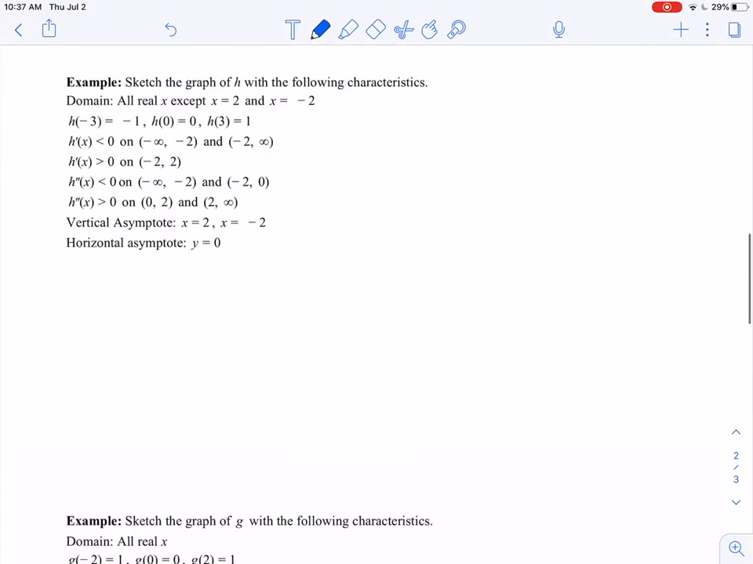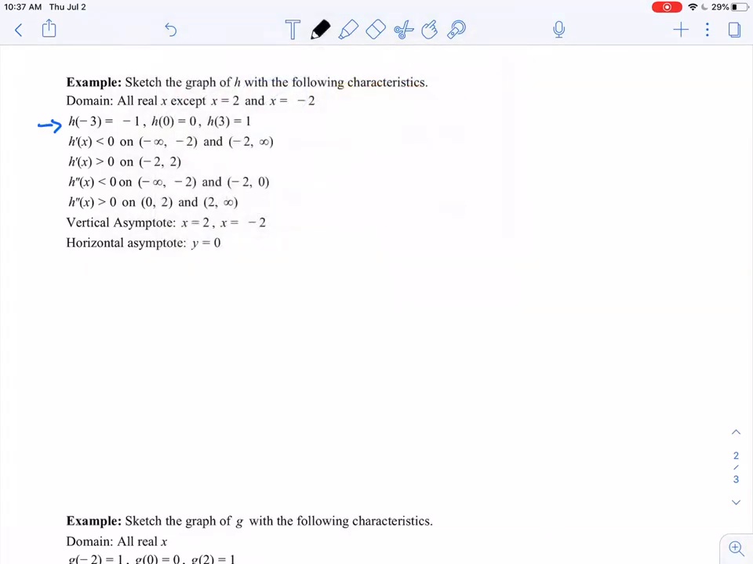Next, I have a function h that has the following characteristics. Let's see, we've got some information about our domain. I usually just come back to the domain towards the end of the problem. I know that it exists everywhere except for 2 and -2. We'll just keep that in the back of our minds. Let's see, we've got some ordered pairs here. We said h of -3 is equal to -1. h of 0 is equal to 0. And h of 3 is equal to +1.